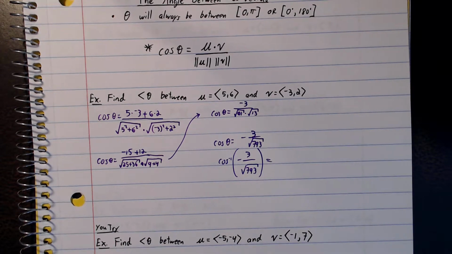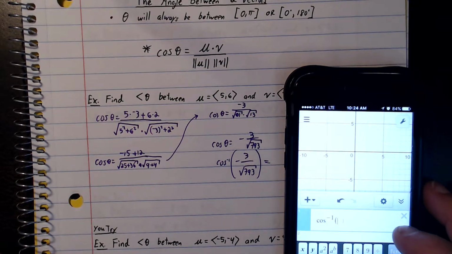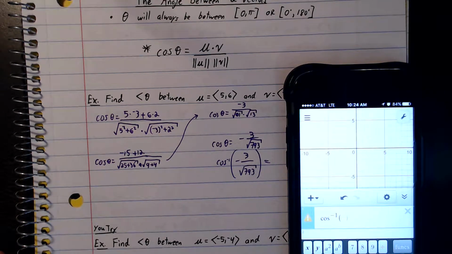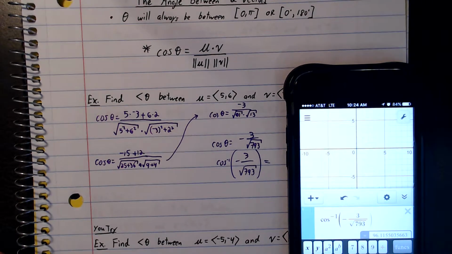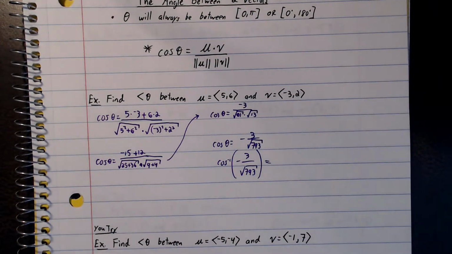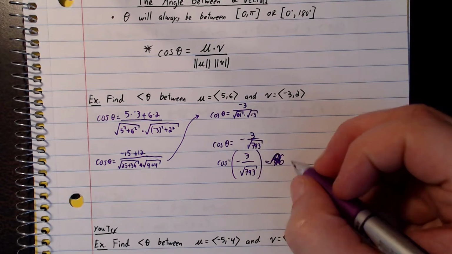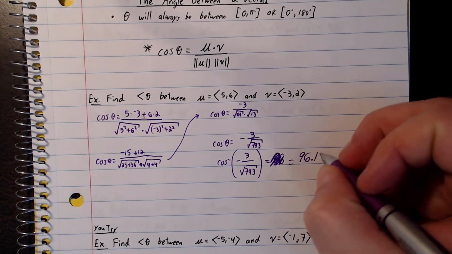Again, we want to be in degree mode, so make sure that you're in degree mode here. So let's see. Cosine inverse of negative 3 divided by square root of 793. And it comes up with 96.115. They want it to the nearest hundredth, I guess. It doesn't actually say. So let's see. If we round to the nearest hundredth, that 5 tells that 1 to round up to a 2. So 96.12 degrees.